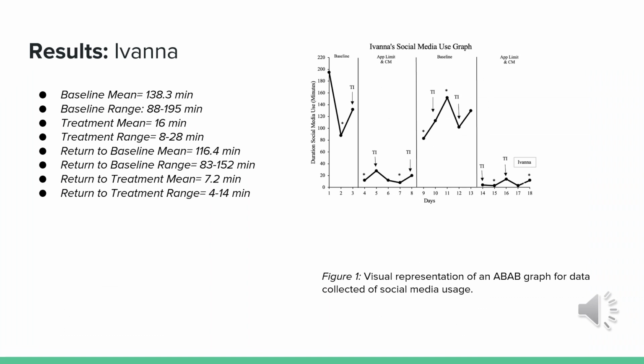The results in my graph show that there is a clear functional relationship between baseline and intervention phases, and the intervention was successful in reducing social media usage. In the baseline A1 and B1 phase, there is a moderate level of social media usage, and in the intervention A2 and B2 phases, there is a stable low level of social media usage.